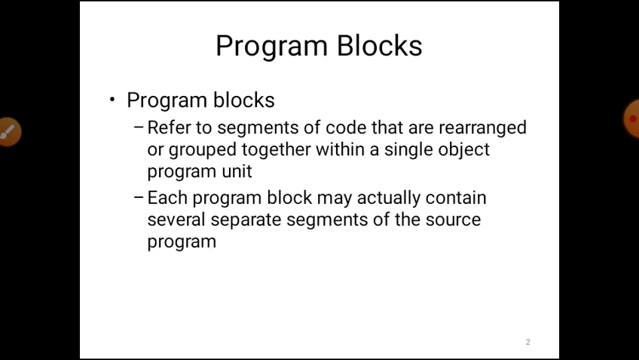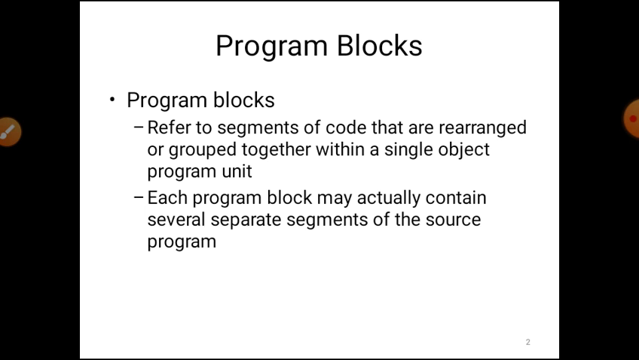What is a program block? A program block contains a set of segments of code that are rearranged and grouped together within a single object program unit. These segments of code can be distributed in the source program, and they are grouped together within one object program unit.